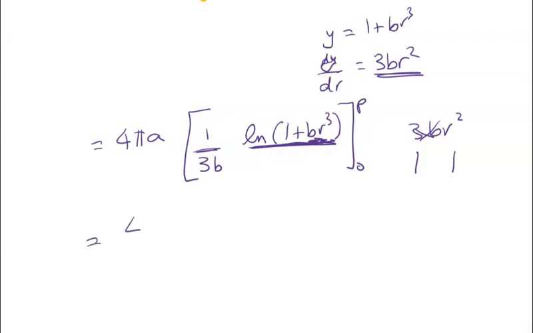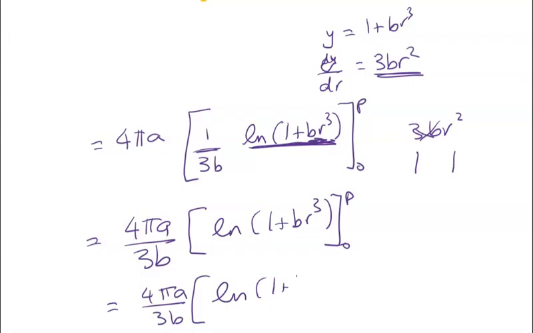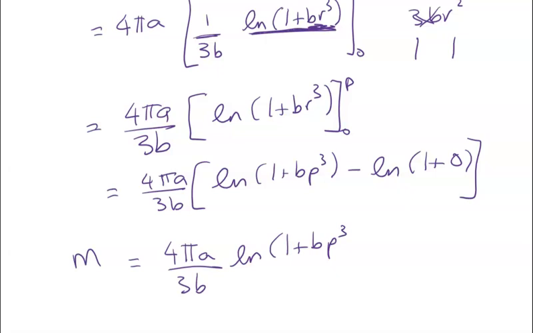So that's cool, right? So now we've got 4 pi a on 3b. And then we have to evaluate this integral. So remember, we're substituting in here for r. B is a constant. So working that through gives me 4 pi a on 3b times the natural log of 1 plus bp cubed minus the natural log of 1 plus b times 0. And the log of 1 is 0. So we get a final expression for m, which is 4 pi a on 3b times the natural log of 1 plus bp cubed.